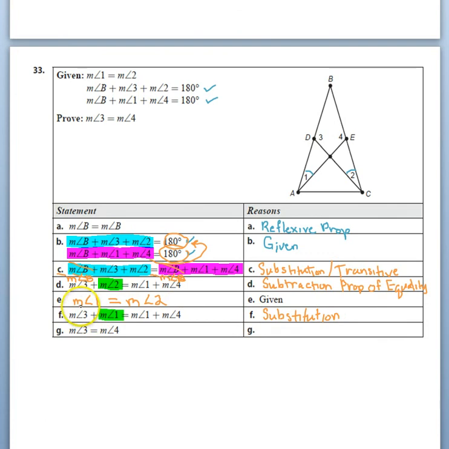Okay, now let's look at from F to G. What happened from statement F to statement G? Well, same thing except I'm missing angle 1, and I have angle 1 on each side. So if I subtract the measure of angle 1, look what happens. Boom, boom, they're gone. So how did I get from statement F to statement G? I subtracted. So I write subtraction property of equality.